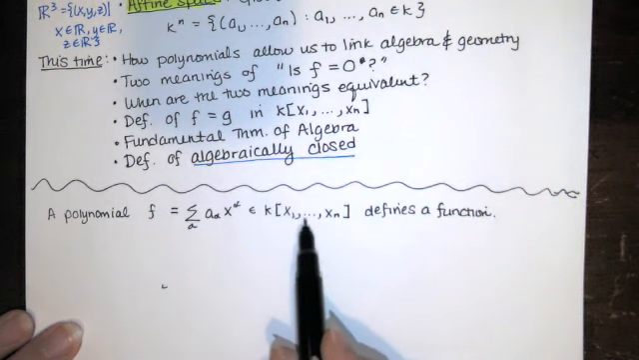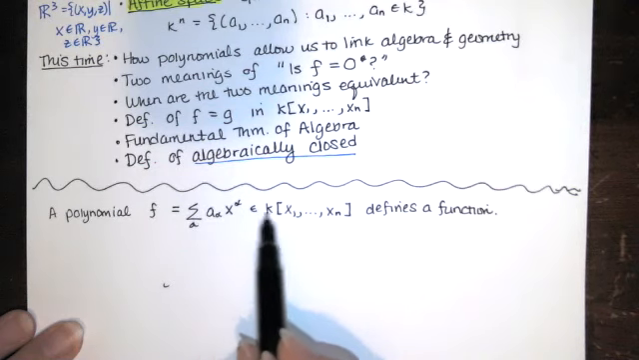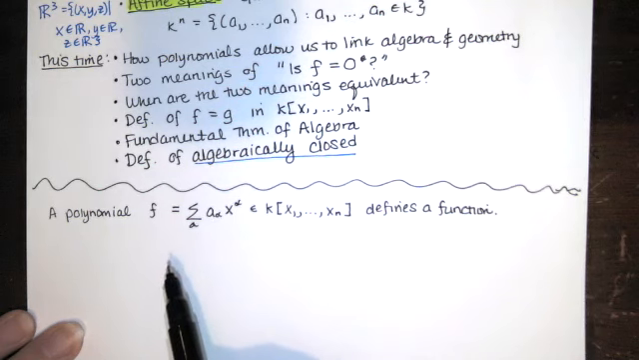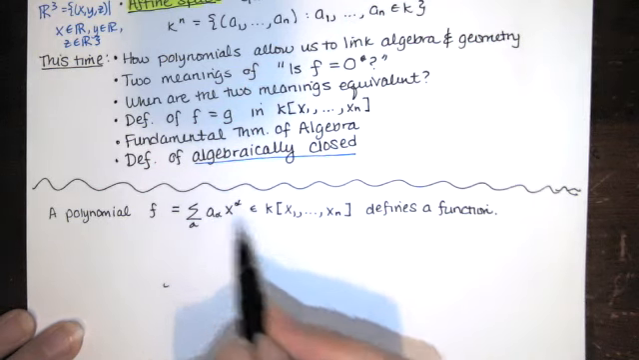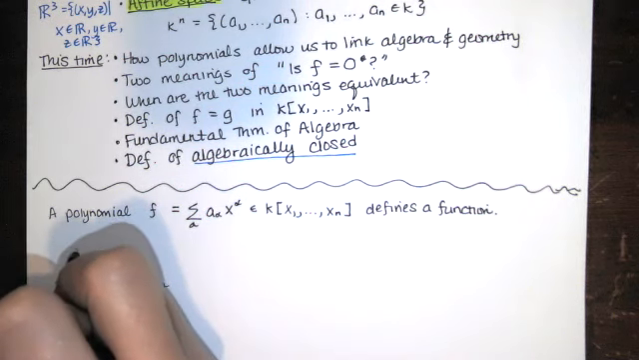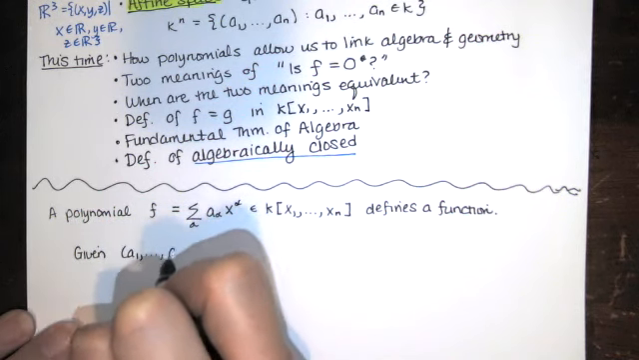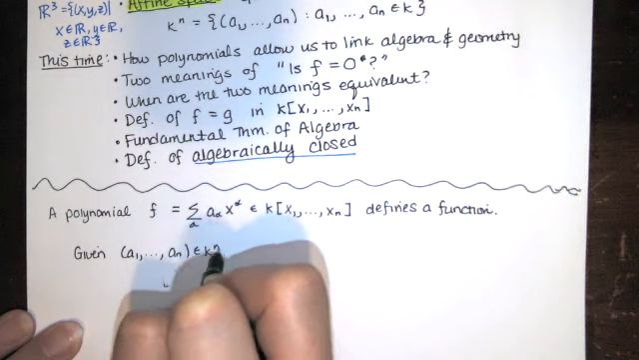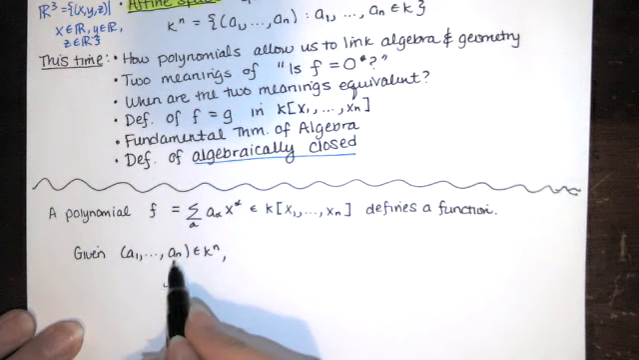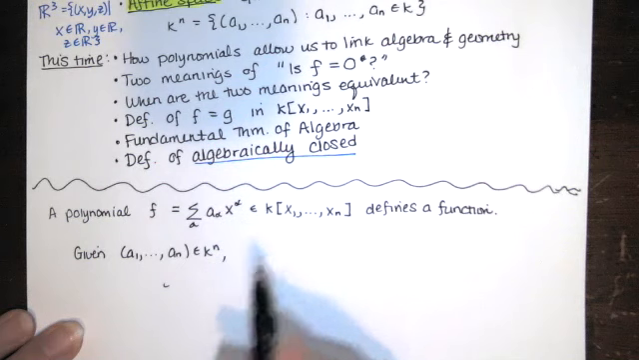Now, since a sub alpha is a member of k in the first place, it's an element of that field. If you replace x sub 1 through x sub n by alpha sub 1 through alpha sub n, so we're given this point in n-dimensional affine space, we can take each of those values and plug them in for x sub 1 through x sub n.